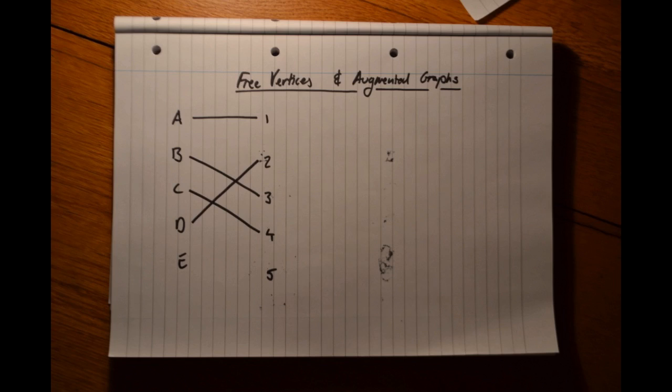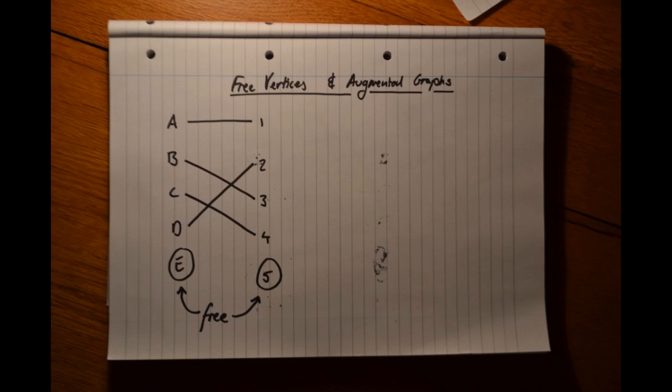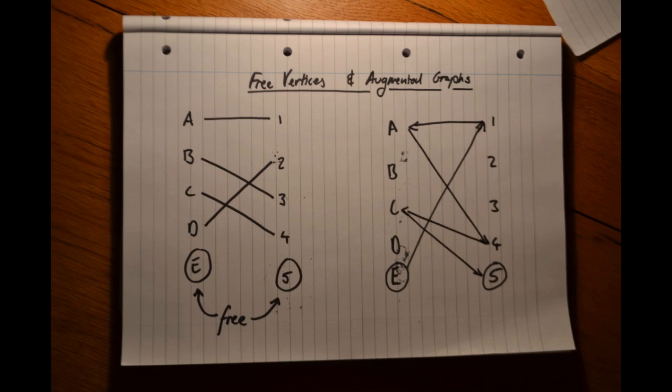A free vertex is a vertex that isn't involved in any matching. That is, the vertex isn't the endpoint of any edges in a matching. An augmenting path is a path in the bipartite graph that starts and ends on free vertices and alternates between unmatched and matched edges. The Hopcroft-Karp algorithm is as follows.